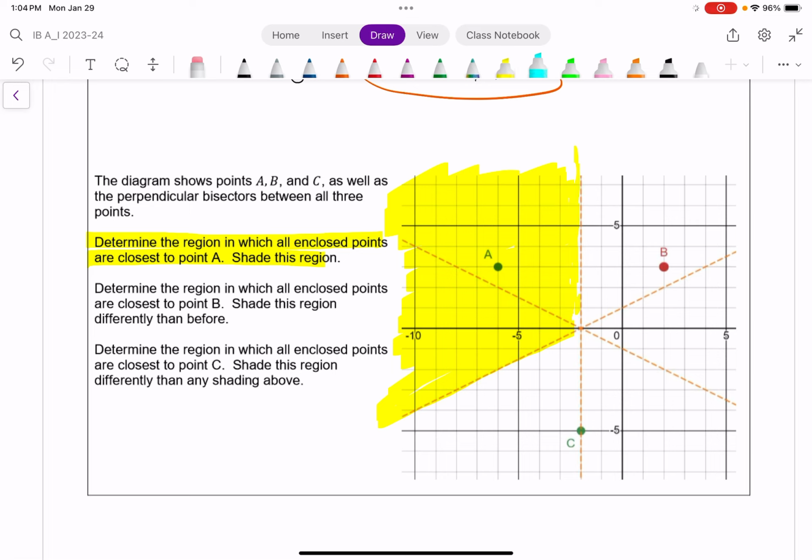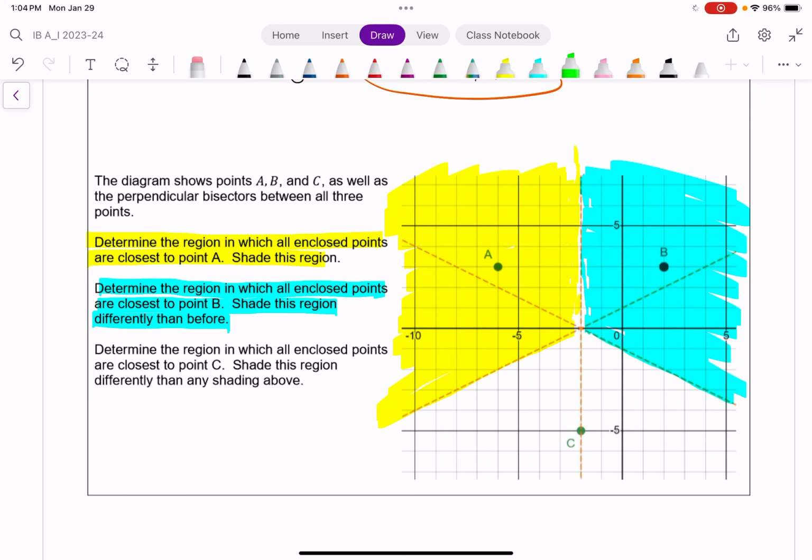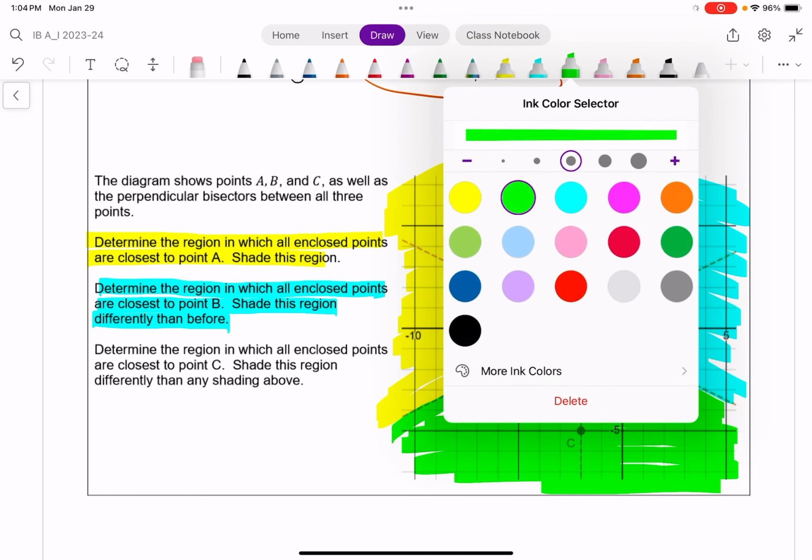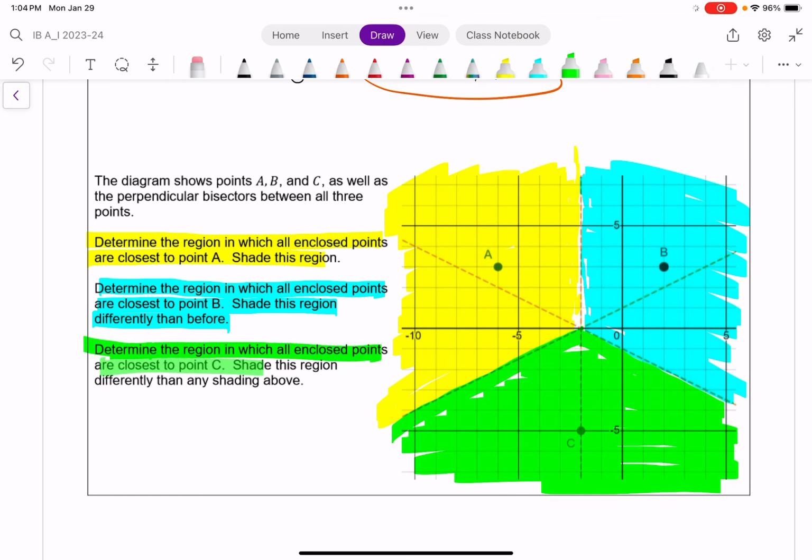And then the same idea for the others. Determine all the enclosed area where all the points are closest to B. It's going to be the same idea, but it's going to look more like this, with this boundary between B and C down here. And then likewise C, here we go, this region down here. So everything you see in yellow is closest to A, everything you see in blue is closest to B, everything you see in green is closest to C.